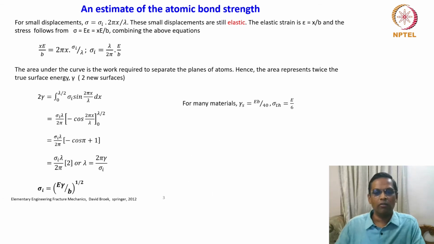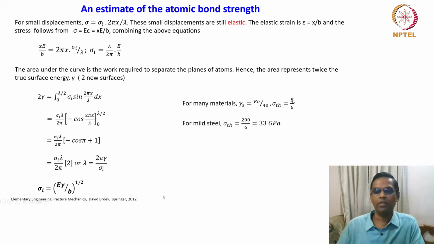So for many materials, surface energy gamma is given by EB by 40, and then the theoretical strength is about E by 6. The problem is this value E by 6 is very, very high.